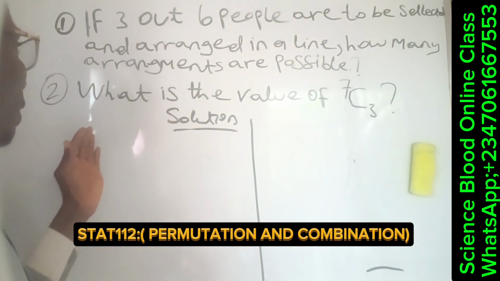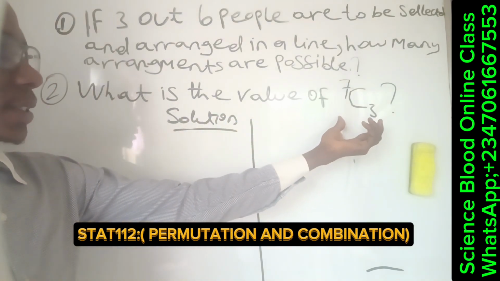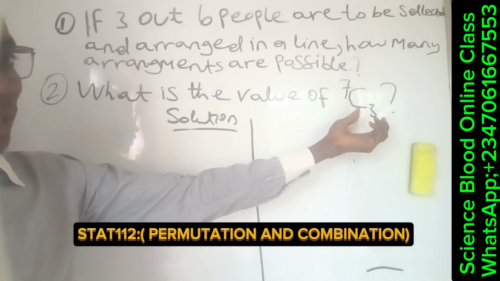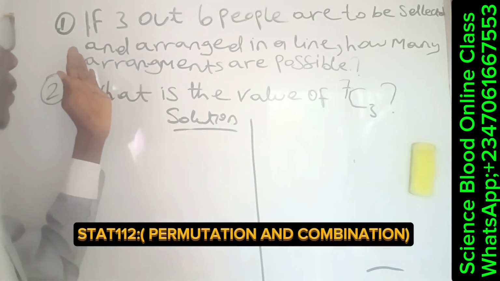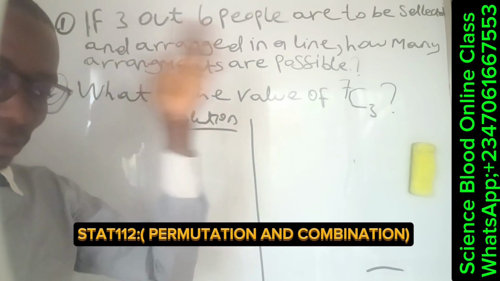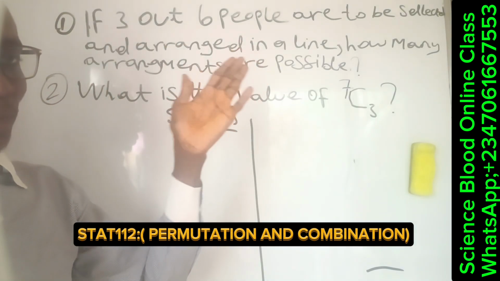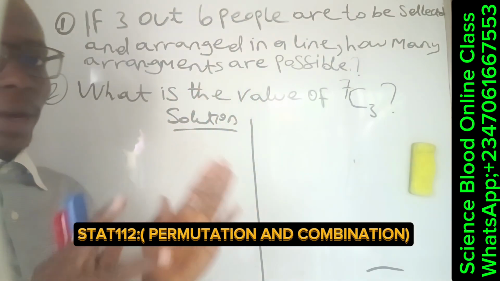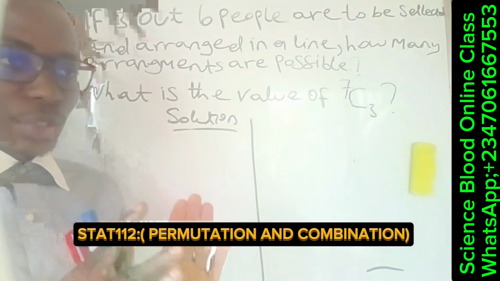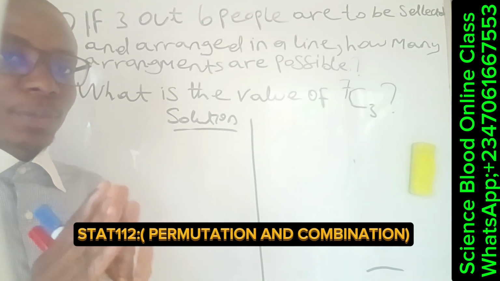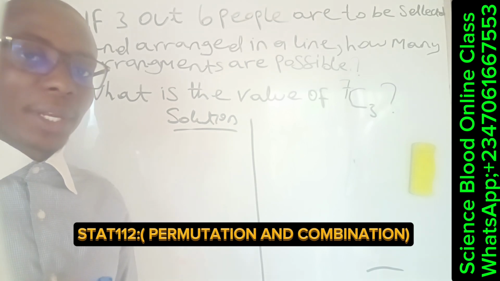Now I'm going over to the second question, which says: what is the value of 7 combination 3? Now, the first question is heading towards what? Permutation. You understand? When you talk about arrangement, you can recall the topic known as permutation. Arrangement deals with permutation, but selection deals with combination.